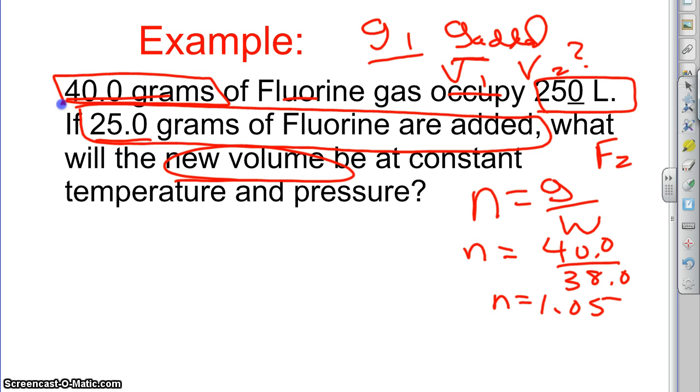But now we've got to do it for the other instance as well. We do the same thing a second time for the 25 grams. Since it's still fluorine, we don't need a different molar mass this time. We'll still divide it by 38. And this time we're going to get 0.658.